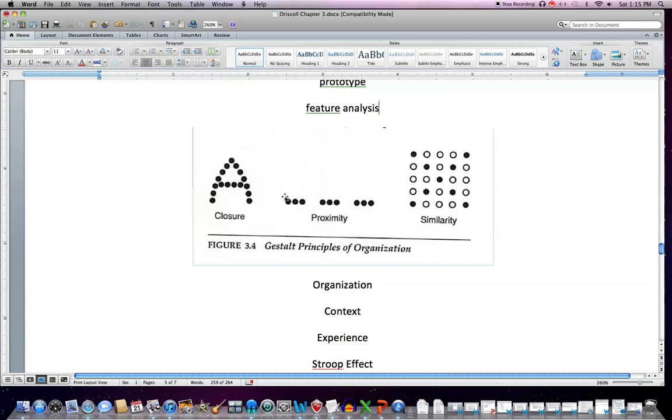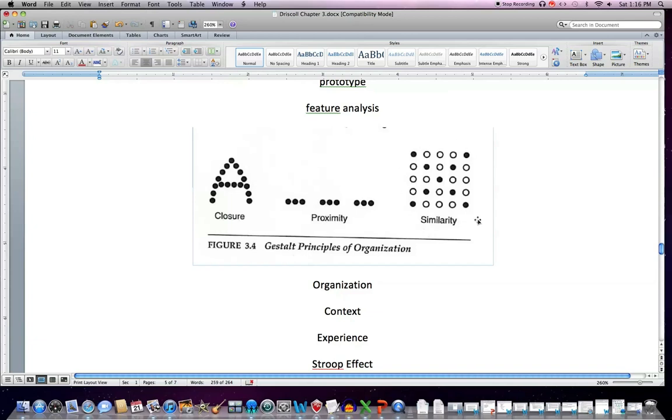For this item right here, we would all say, as someone did in class rather quickly, it's 3 sets of 3 dots. We don't say it's 9 dots. We say it's 3 sets of 3. And we do that because of the principle of proximity. These 3 are very close together, so we recognize them as a set, and likewise with these here.